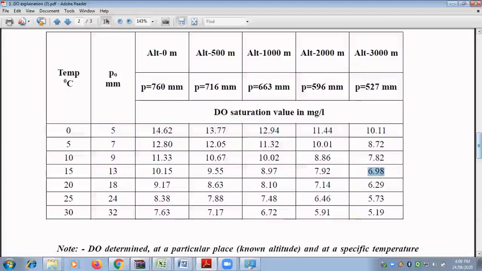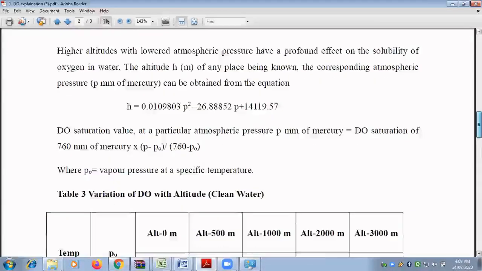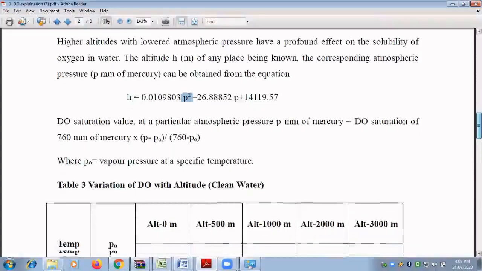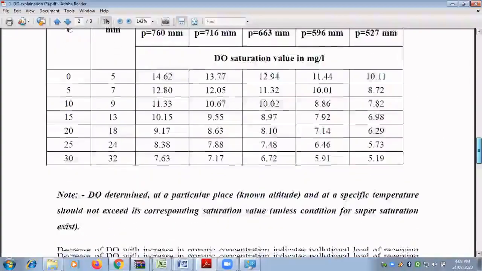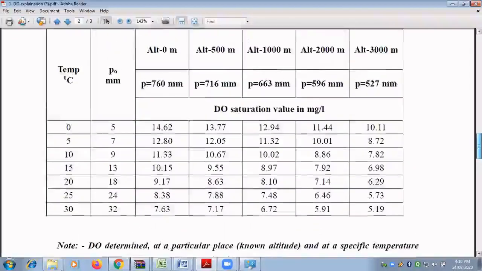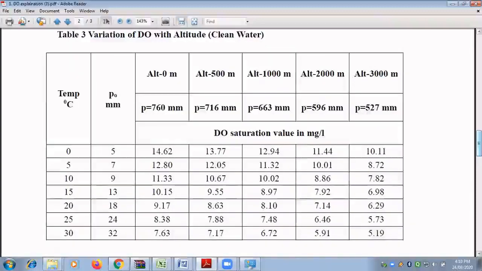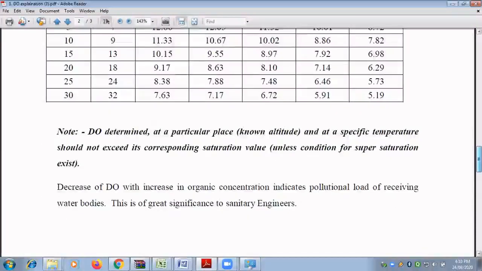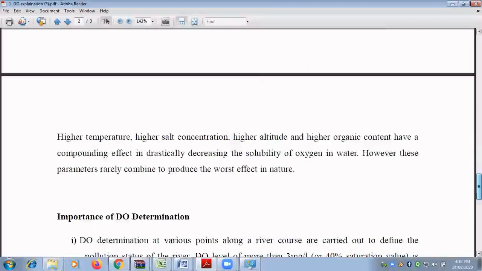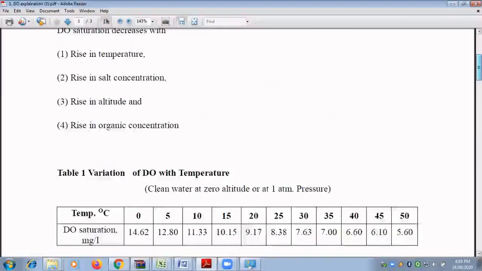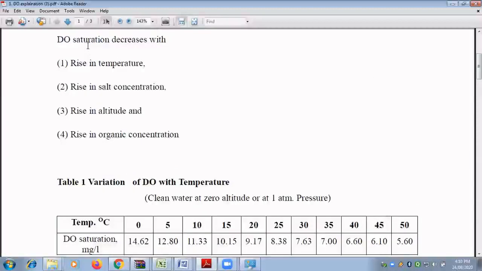The values of P0 and P can be found out by the formulas or the description given here. If I know the altitude H, I can find out the value of P, and the same can be used for determining the DO saturation at that altitude. So this was just an example to show how the DO value changes with altitude. Now, a very important factor: we have seen three factors, rise in temperature decreasing the DO saturation value, rise in salt concentration decreasing the DO saturation value, and rise in altitude decreasing the DO saturation value.